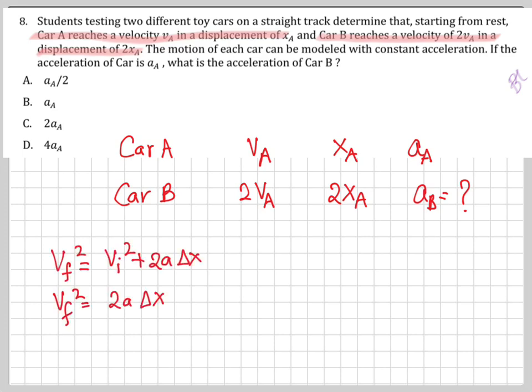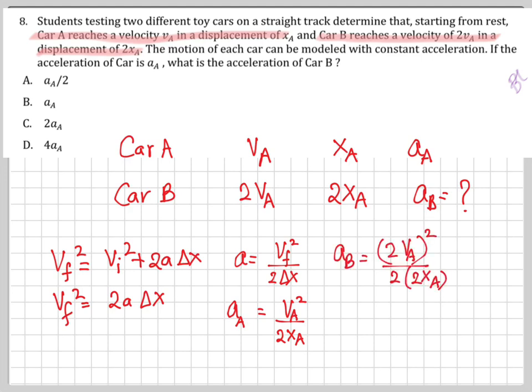Now we have this kinematic equation Vf square equal to Vi square plus 2A delta x. We can see that they are starting from rest, so Vi will become 0, and we can rearrange the equation for acceleration because that's what we want to find. Now for car A, we can write VA square over 2XA. And for acceleration of B, we know that it's twice the velocity and twice the distance or displacement.